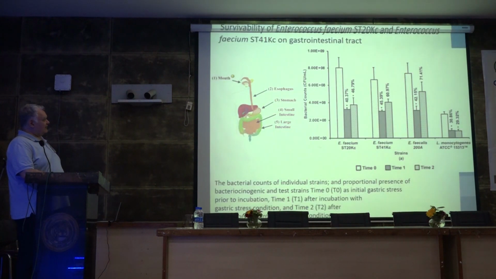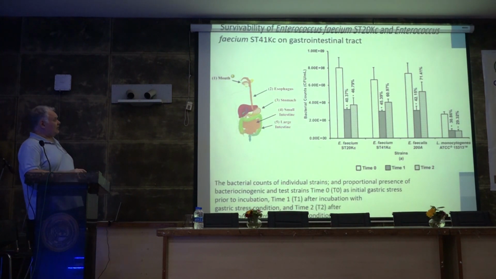And these two strains showed very good survival under gastrointestinal conditions. When they pass through the gastrointestinal conditions, you have time 0, time 1, time 2. Time 0 is like what goes in the mouth. Time 1 is considered when they stay in the stomach. And in the large intestine it's time 2.